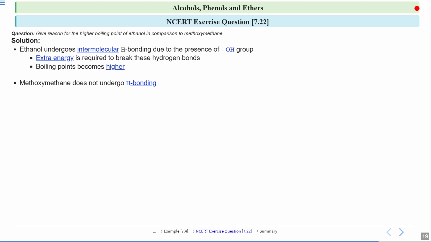But when we talk about methoxymethane, which is an ether, you will see that it does not have any hydrogen bond. Okay, it has only a carbon and oxygen bond. And that carbon single bond oxygen is a polar bond. So here dipole-dipole interaction is present. But dipole-dipole interaction is weaker than intermolecular hydrogen bonding. So if the dipole-dipole interaction present is weaker, that means you have to give less energy to separate the molecules. So if you have to give less energy, it means the boiling point will be less.